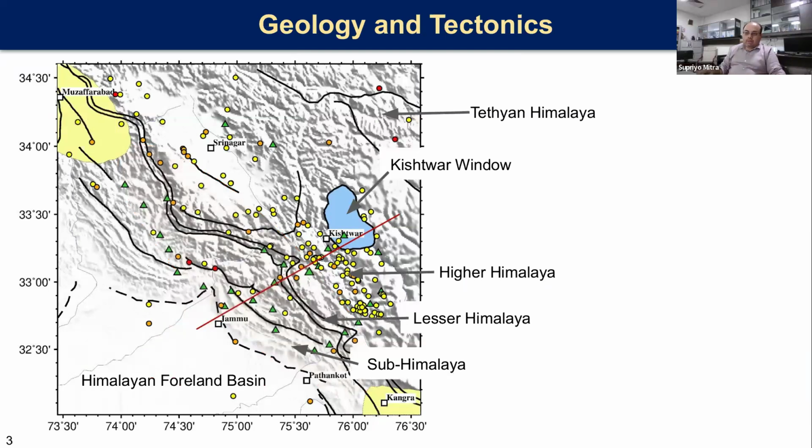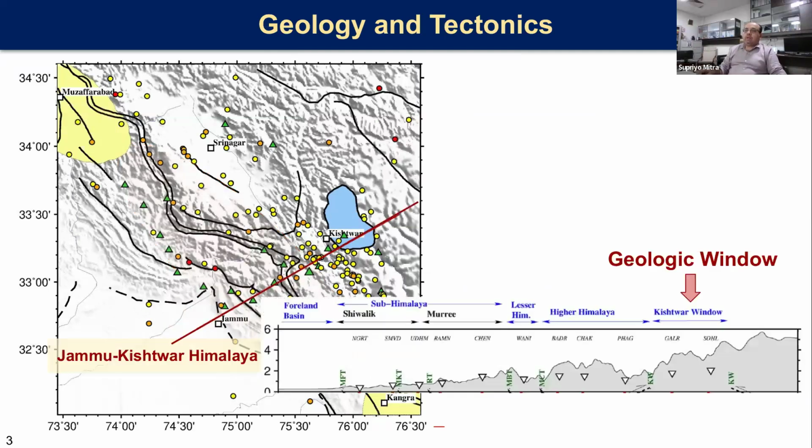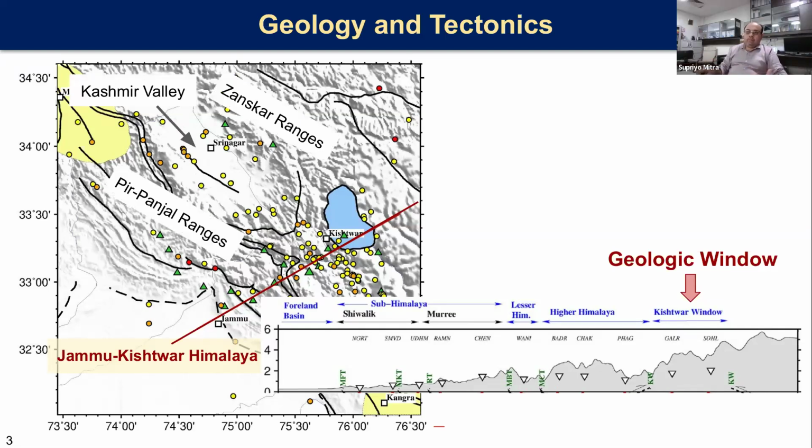The lithotectonic units across this region, going from south to the northeast, are the Himalayan foreland basin, which is basically in the front of the mountain belts, then the sub-Himalayas, the lesser Himalayas, the higher Himalayas, and the Tethyan Himalayas. If you took a cross-section and looked at the topography across this region in the east, which we refer to as the Jammu-Kishtwar Himalayas, you can see this Kishtwar window, marked in blue in the map, is a geological window which exposes lesser Himalayan deeper rocks within the higher Himalayas. If you move towards the northwest, the three main units are the Pir Panjal Ranges, the Kashmir Valley, and the Zanskar Ranges.